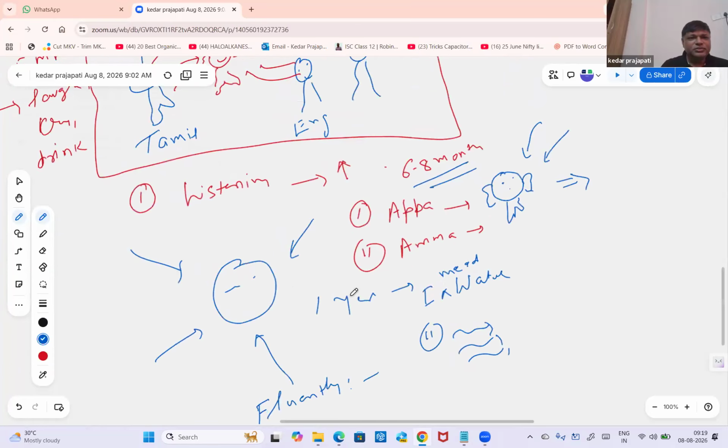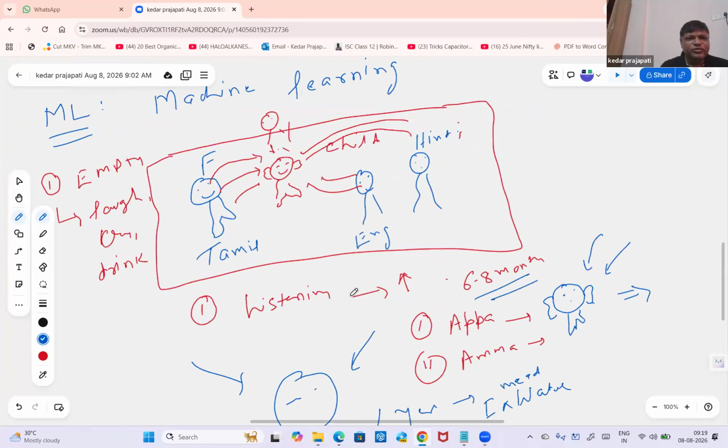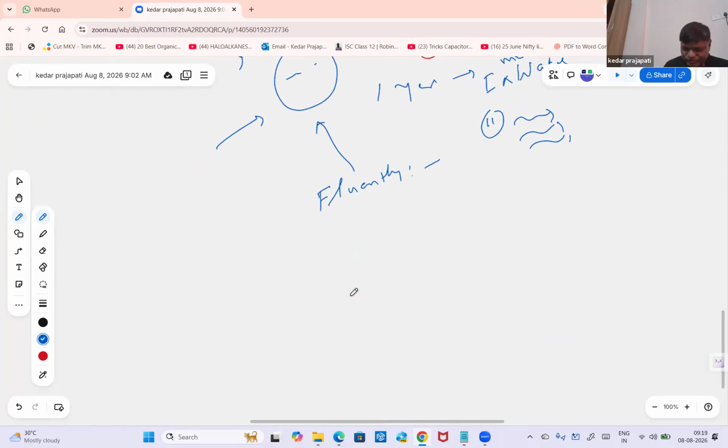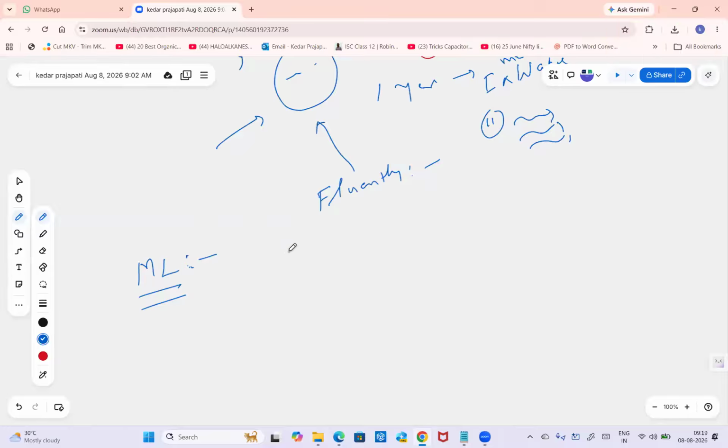Machines also learn in a similar way. Machines do not have a brain. So what is machine learning? As Saundarya explained, Saundarya, what did you say? A model which learns from a lot of data.